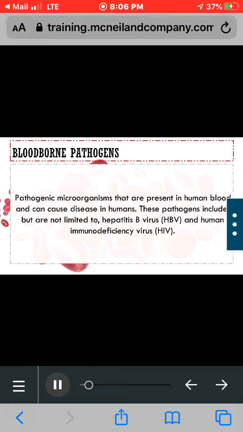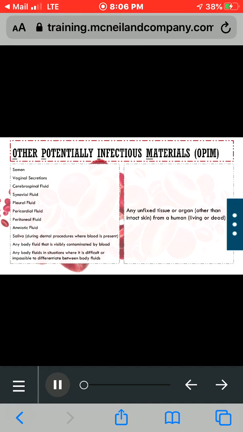According to OSHA, bloodborne pathogens are pathogenic microorganisms that are present in human blood and can cause disease in humans. These pathogens include, but are not limited to, HBV and HIV. Microorganisms and disease in humans can also be spread by other potentially infectious materials, or OPIM. Many bodily fluids, including blood and even saliva, may have bloodborne diseases. Additionally, organs and tissues are considered OPIM.